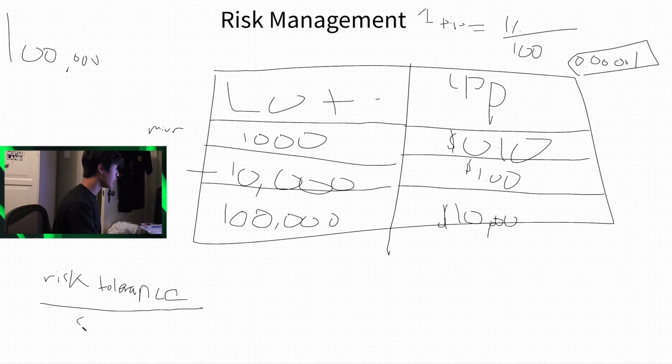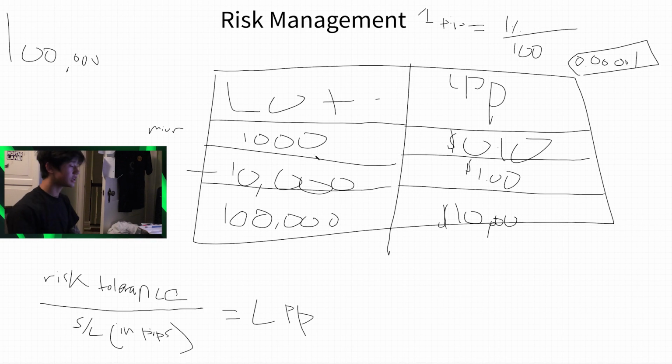Divided by our SL, and we're going to go over that in a second, our SL in pips. So it's not a percent, it's in pips. And that's going to give us our loss per pip. And once we find our loss per pip, we can identify the lot size that's correlated with the loss per pip. Okay, so let's show you an example of this in action.